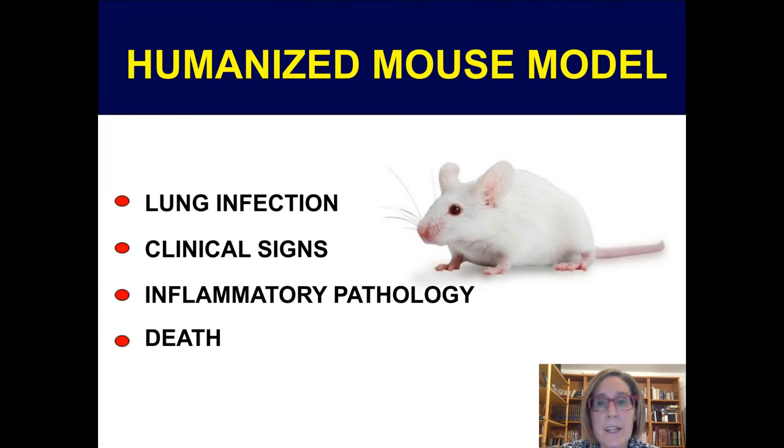Genetically modified humanized mouse models that express the human receptor of the virus reproduce the infection of the lungs, clinical signs, including the inflammatory and pulmonary pathology, and finally, the death.